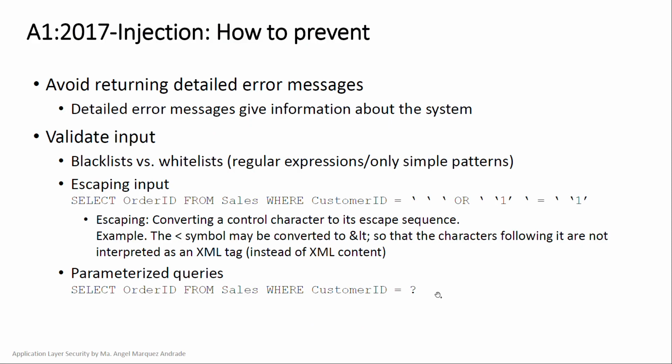So how do you prevent it? The main way to prevent it is to validate input, but let's start from the first one. Avoid returning detailed error messages. This is really important, and actually this is valid for almost every attack type, not only for injection. The thing is that detailed error messages give information about the system, and this is a huge problem, and this happens almost all the time.